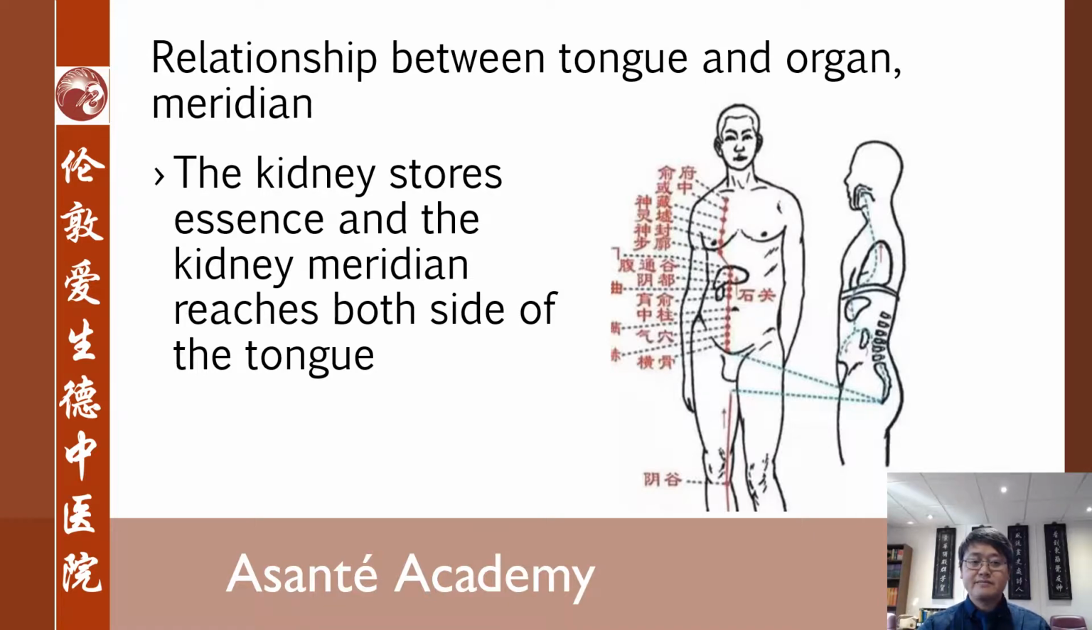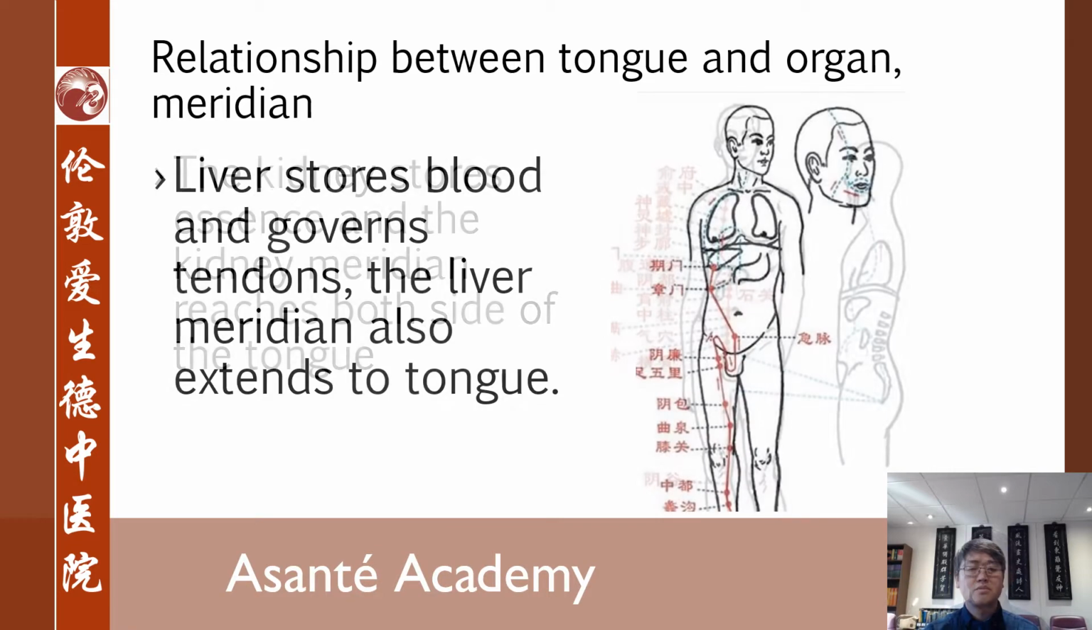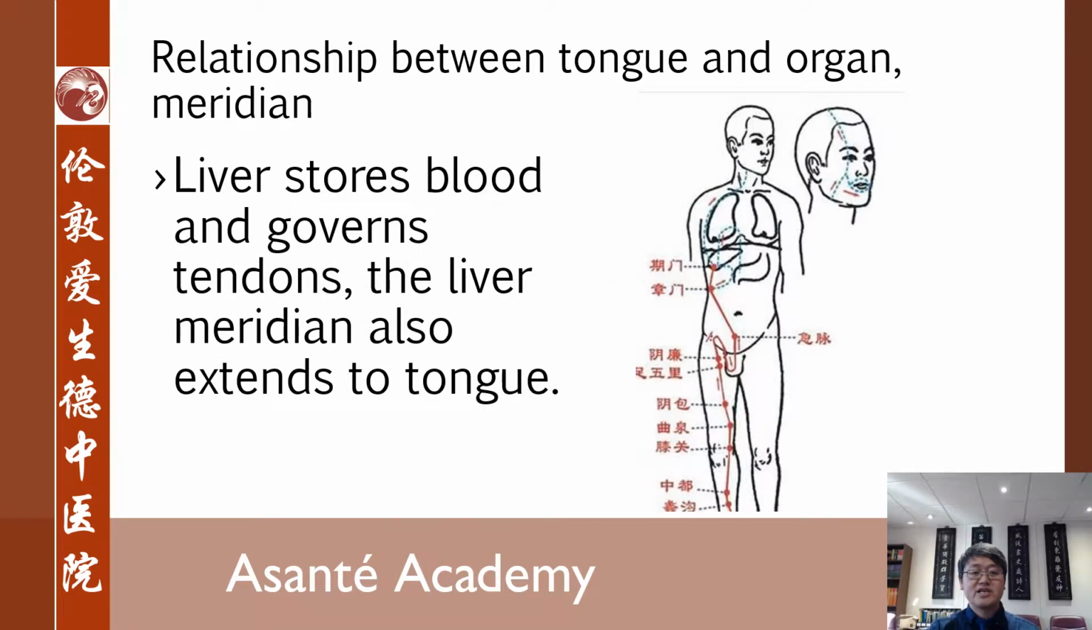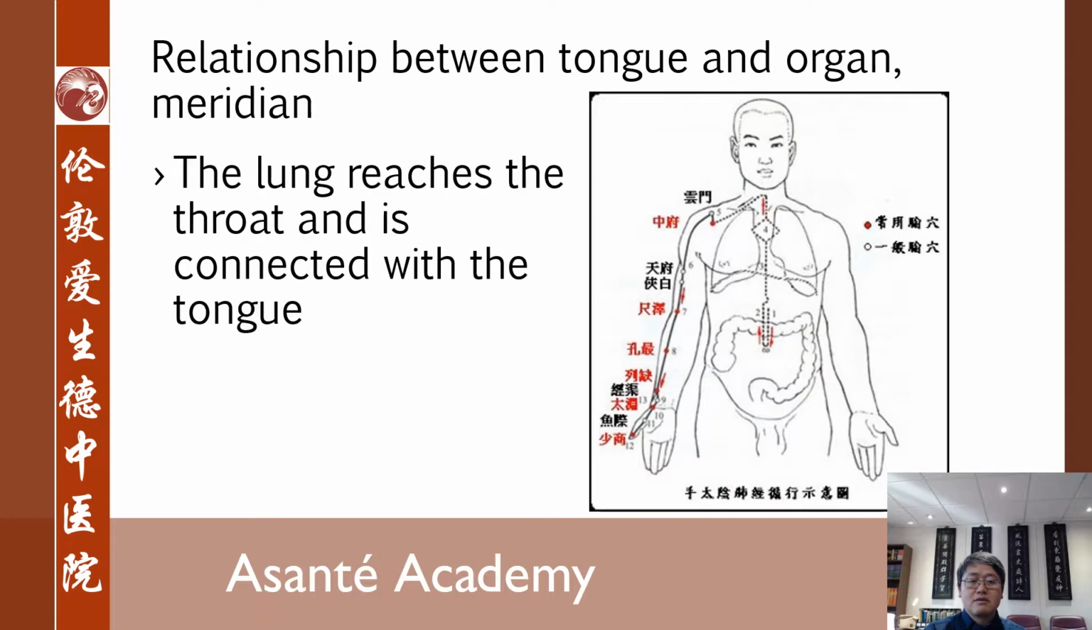The kidney meridian reaches both sides of the tongue. That means the kidney conditions can also be observed in the tongue. The liver meridian also extends to the tongue. The lung reaches the throat and is connected with the tongue.